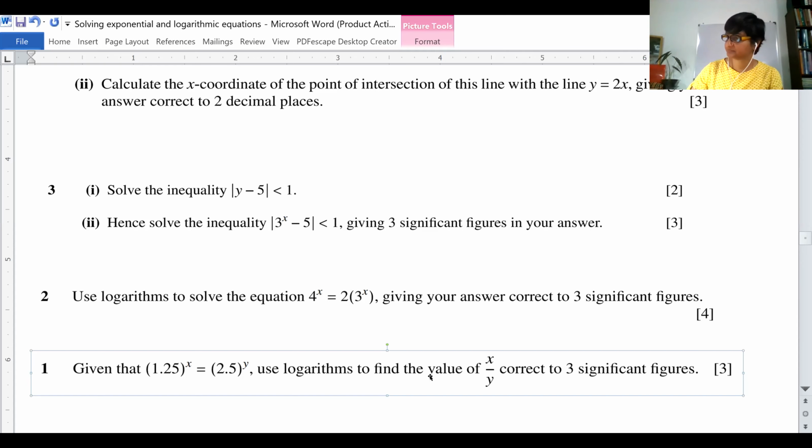So I will let you work on it first. Okay, Harindu has an answer, 4.11. Let's see. Okay, confirmed 4.11. I will go to the writing pad. Okay, that's your question.